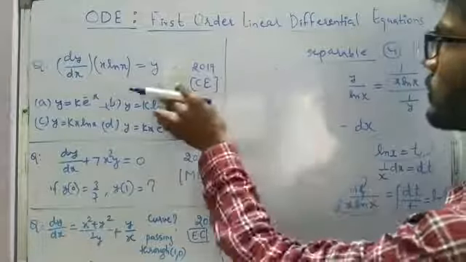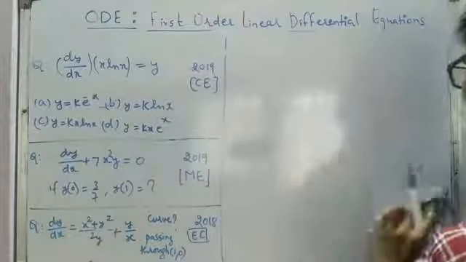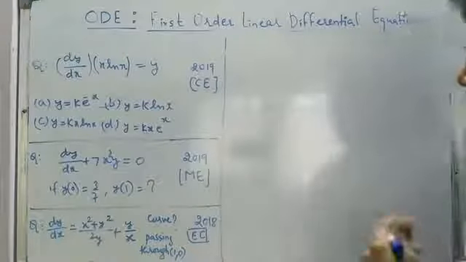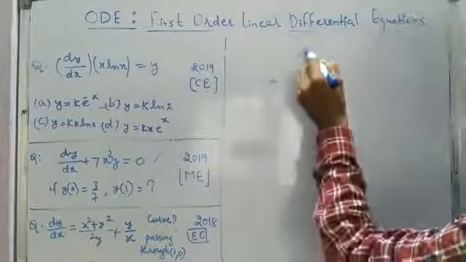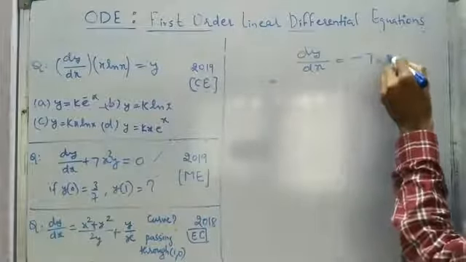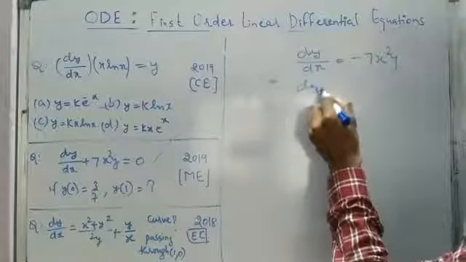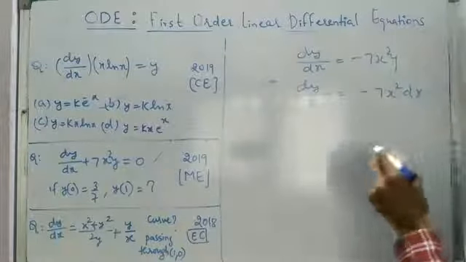And the next problem was asked in GATE 2019 again, in mechanical engineering. So this also we can make use of variable separable again. So dy upon dx is equal to nothing but minus 7x square y. So let us take y terms together. dy upon y is equal to minus 7x square dx.